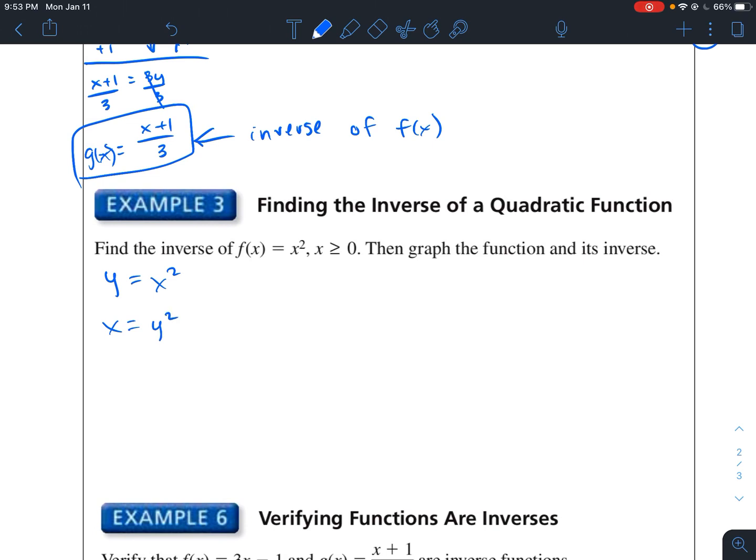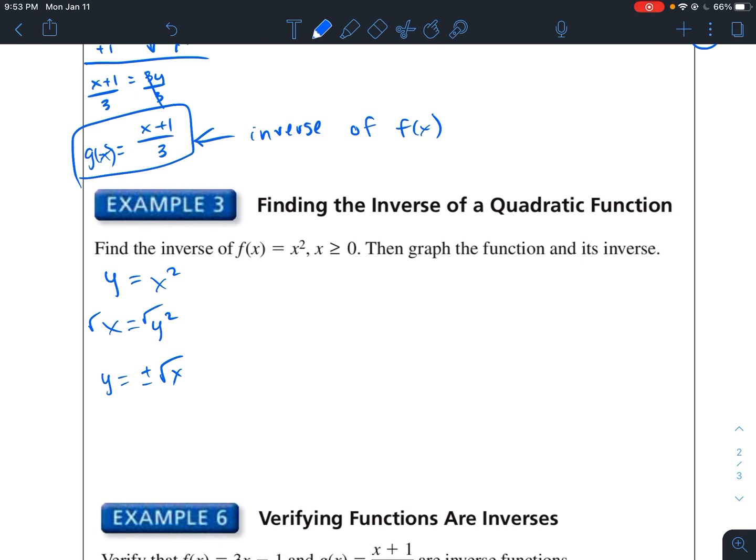So here, to get y by itself, I just have to take the square root. And then this is going to be y is equal to, now remember that whenever you take the square root of a number, you get both the positive and the negative. Okay? So this means I'm going to have plus or minus the square root of x.